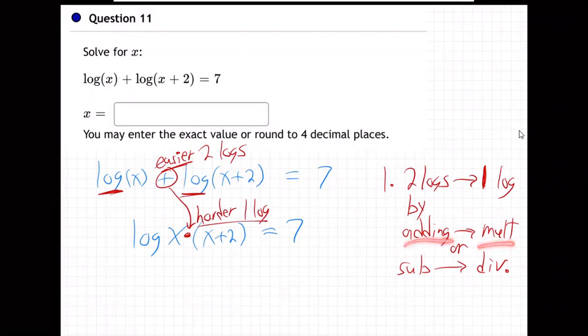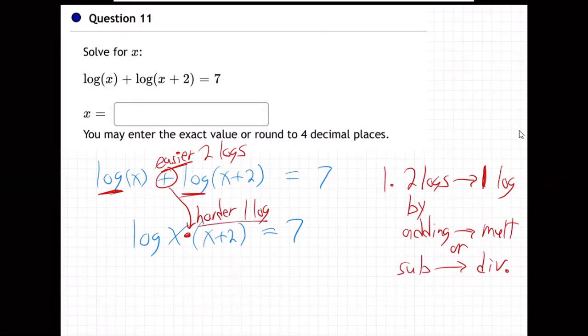Adding for 2 logs becomes multiplying for 1 log. So we change to multiplication. We go from 2 logs to 1 log multiplied. Now, if that was subtraction, which we'll do also in this section, if this had been minus, then this would be log of x over x plus 2 is 7, right? Because subtraction becomes division, but adding becomes multiplication. Remember all those properties we learned?